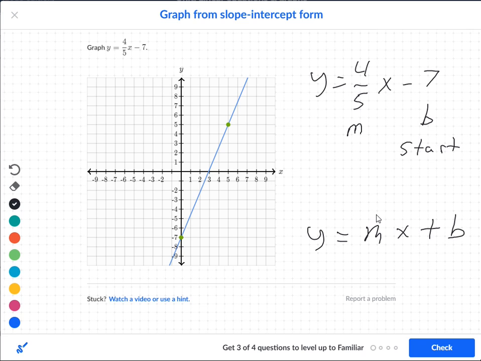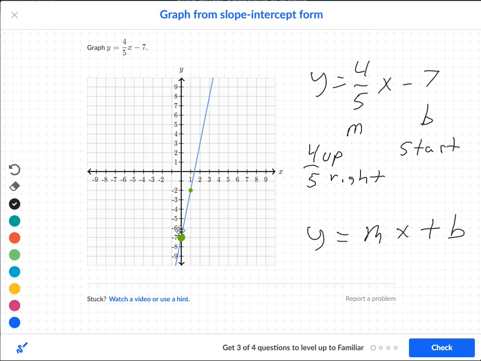Now the next part is your slope. And your slope is 4/5. Now 4 is a positive number, so that means we're going to go up 4 on the elevator, and then we're going to move to the right 5. So let's count up. We go 1 for -6, 2, 3, 4, and 5. So we're now at -2.